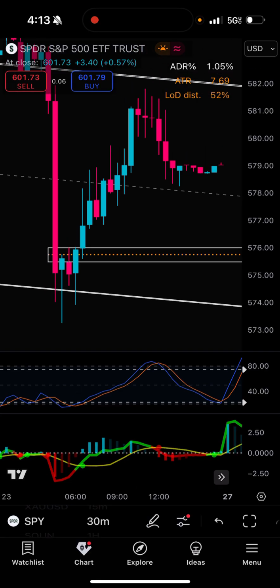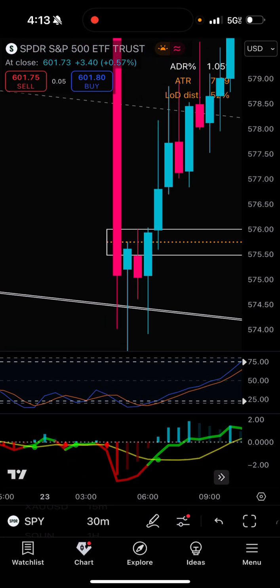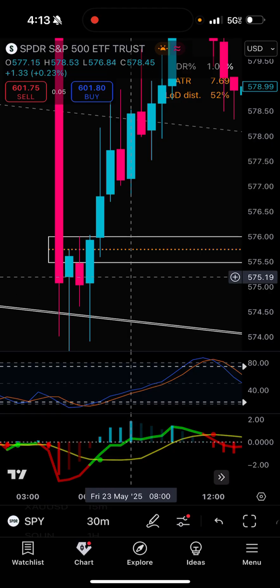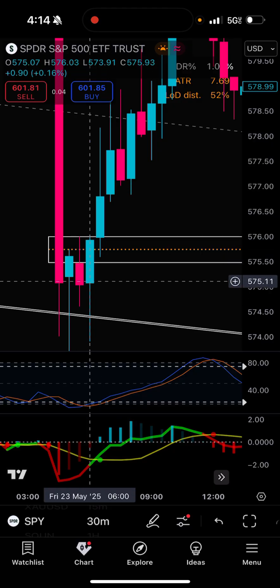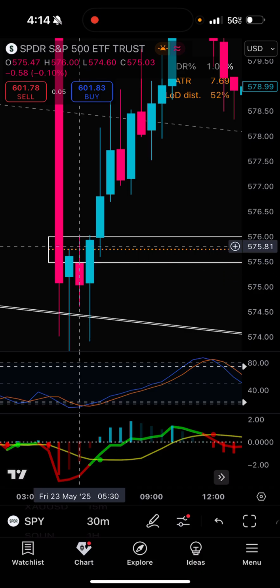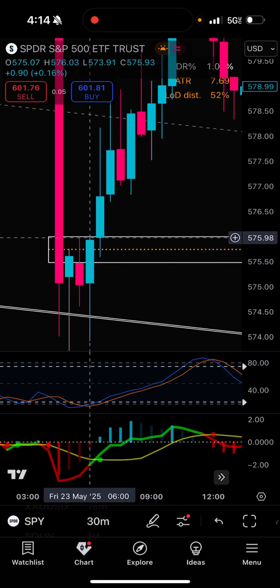That's your order block right there. So again, if you wanted to enter at the close, I like this close, right? Why? Because it's not a big candle, right? It's like a $1, like a 50-cent move or something. So again, I would have entered right at the close here at 575.93.